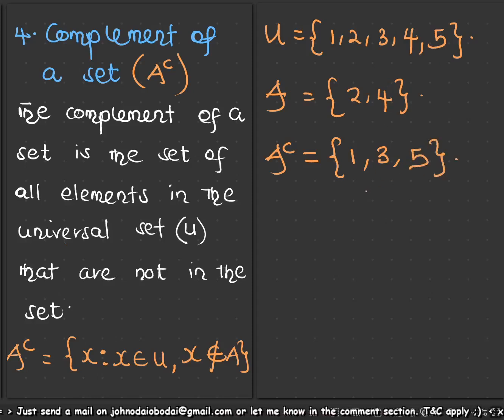So all we are saying is if you take the set A and you remove all of its elements from the universal set, what remains becomes the complement of A. They are outside of A.